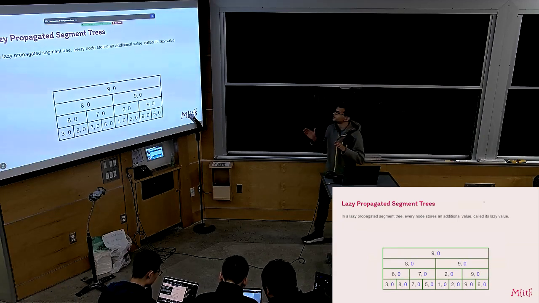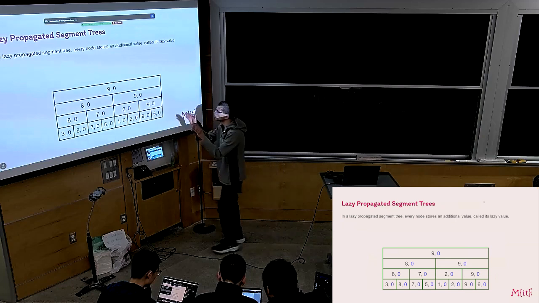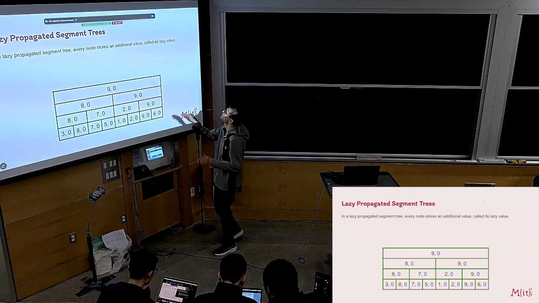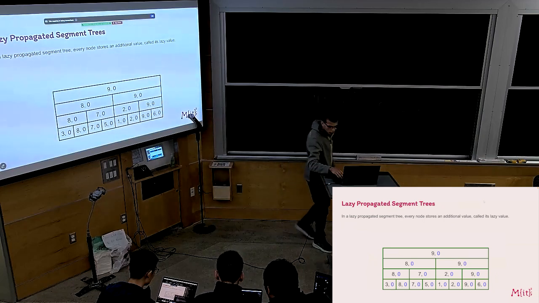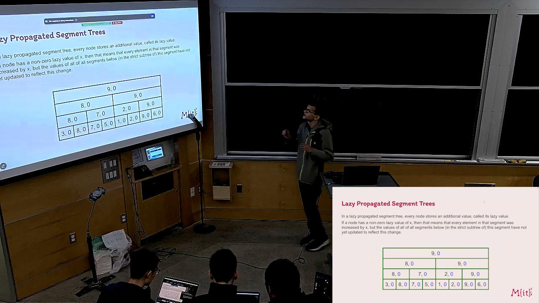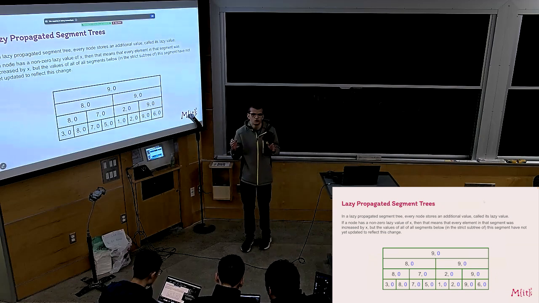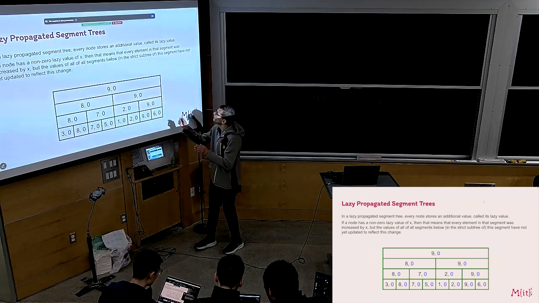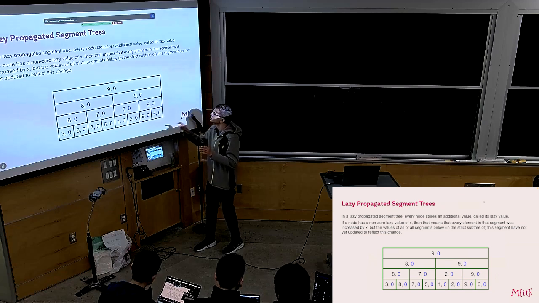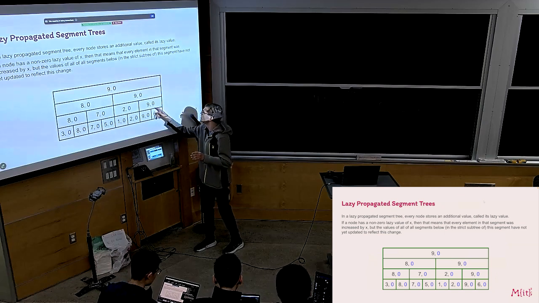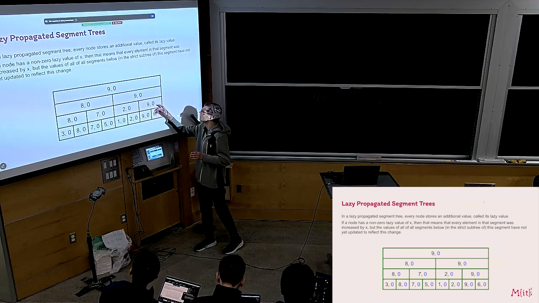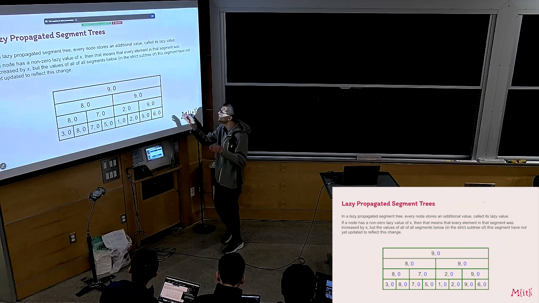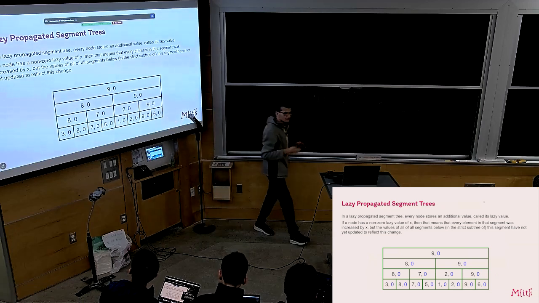So the way we will achieve this is at every node in our data structure, we will store a second value, which we call its lazy value. What that will represent is that if a node has a non-zero lazy value, then every element in the subarray corresponding to that segment has been increased by that lazy value. However, the segments in the subtree of that segment have not yet been updated to reflect those changes.